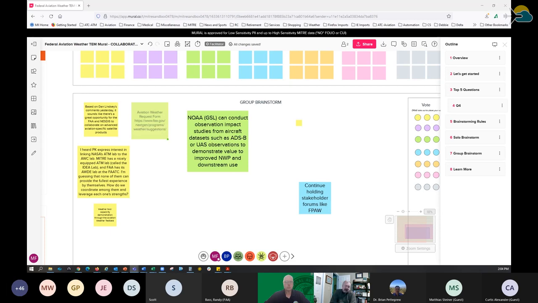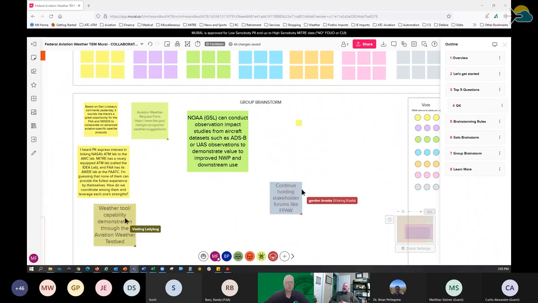And so the question that came to my mind was, if that in fact is the case, how do we set up that collaboration or that cross conversation between Audi, between the IDEA lab, between AWC's lab and NASA's ATM lab?